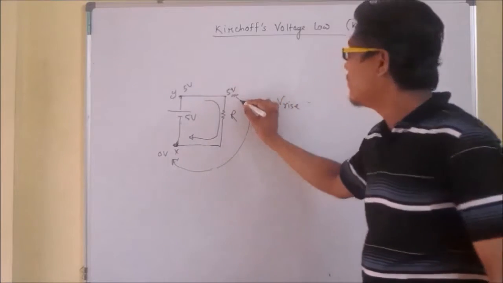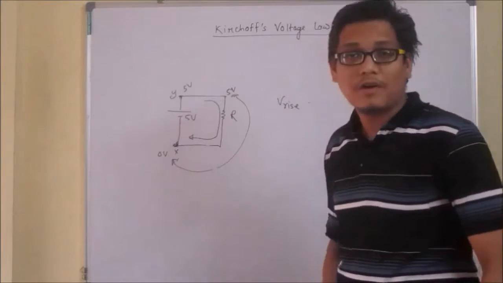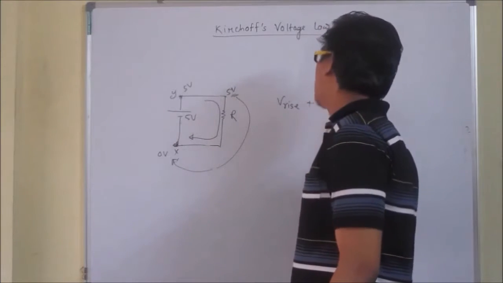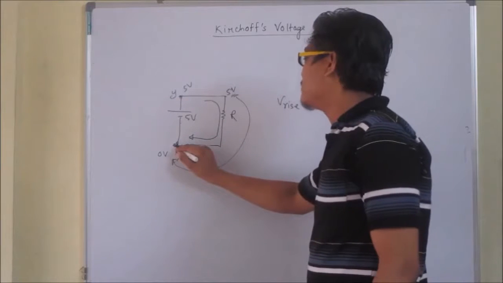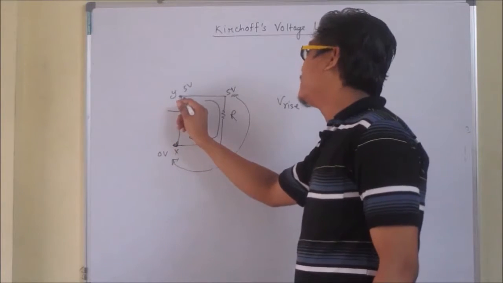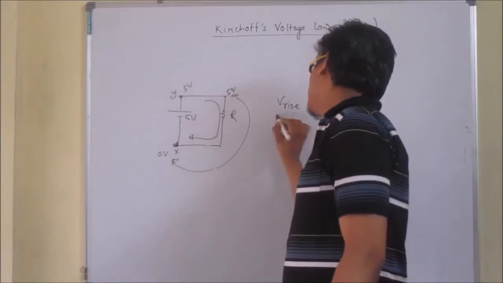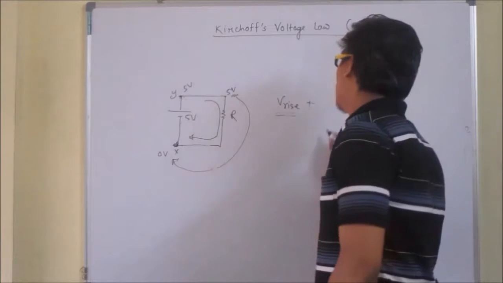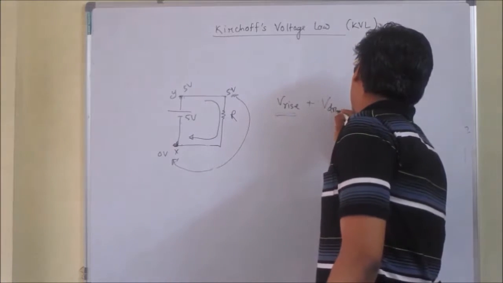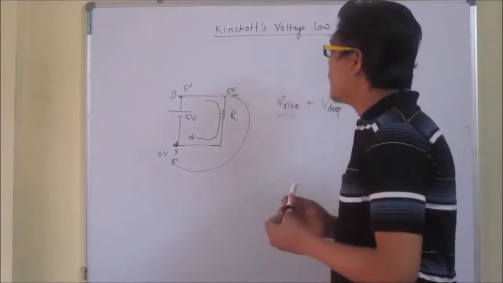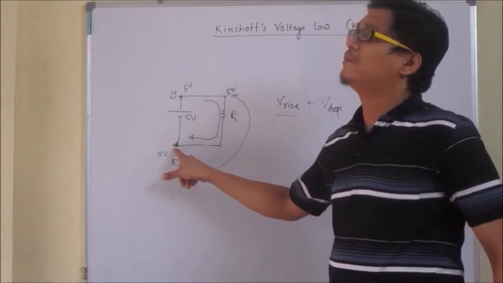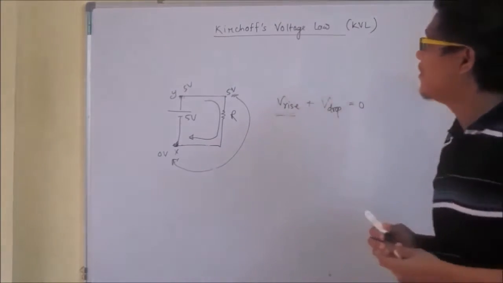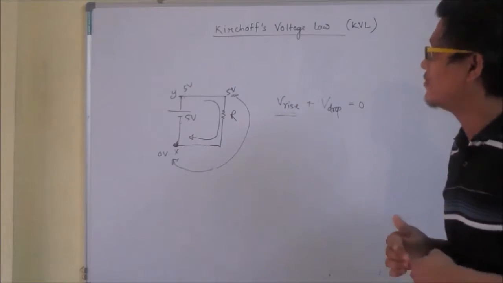When we go from high potential to lower potential, we call it a drop in potential. So I will add my potentials: V rise. I was here and I went to Y. There was a rise in potential, therefore my potential increased by V rise. And then I am going from Y to 0. Suppose some amount of voltage is dropped. Then again, what is the potential over here? When I come back, 0 volt is there. So I will sum all the potentials equal to 0.